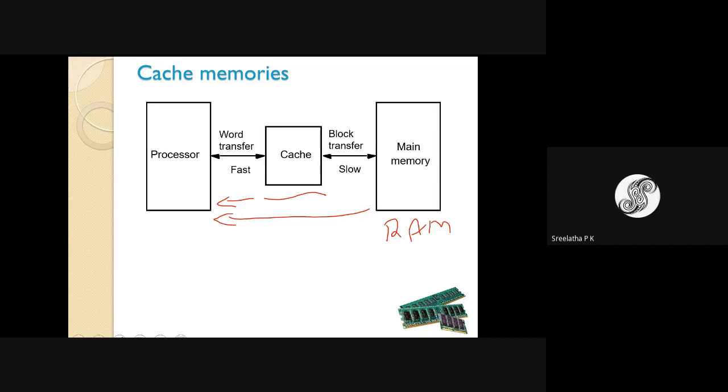Okay, whenever a processor wants to execute an instruction, suppose F1, it wants to fetch the instruction. Okay, F1, you know the process. What are the steps in the execution of an instruction?